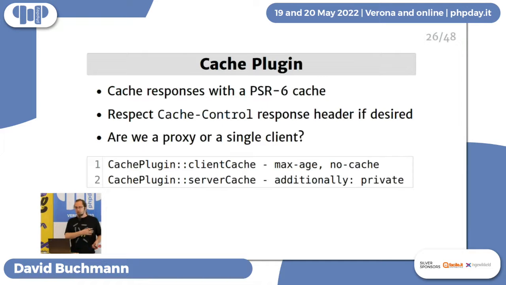So we actually made two named constructors that would act for this case of a client where you say max age and no cache are the important instructions. And if you're this proxy case, server case, then for example, you shouldn't cache if something is private. But if you're a client, you can cache if it's private, but if you're a server, you can't. So you have to figure out what you are when you're doing caching.